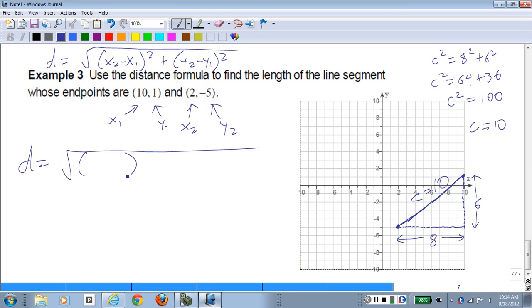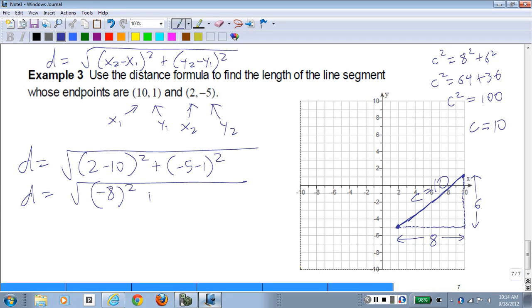So it's going to be the difference in the x's, 2 minus 10, and square that. Then the difference in the y's, negative 5 minus 1, and square that. D equals the square root of the square of negative 8 plus the square of negative 6.